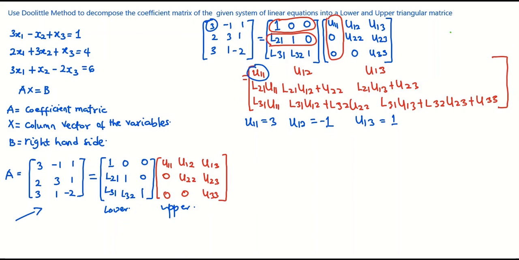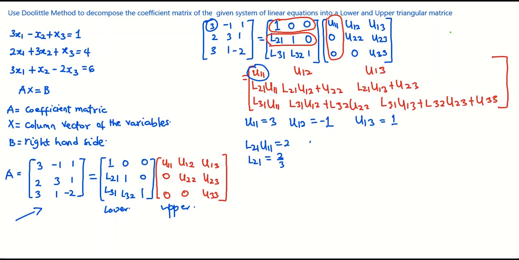Now let's go to the next row. For the next row, we have L21 multiplying u11, and this will be equal to 2. You know u11 already, so you can get L21 to be equal to 2 over u11, which is 3. So I'm going to get 2 over 3.